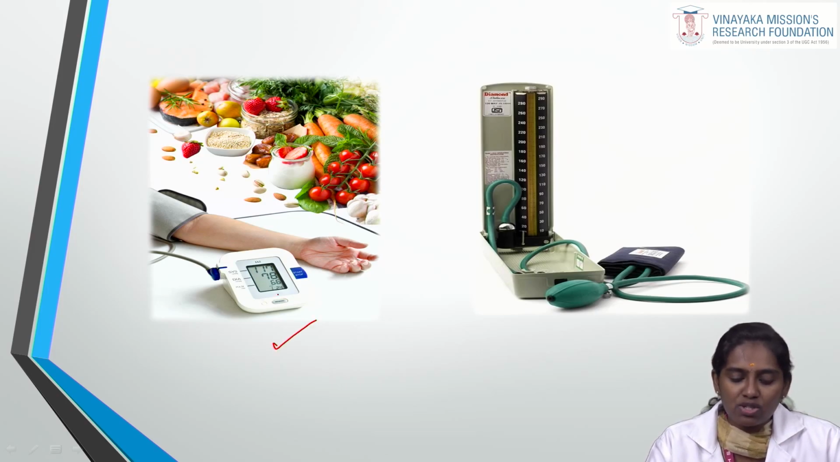In this, we need not pressurize the cuff; it is the electrical method. We just have to tie the cuff and switch on the manometer, then it will give the reading. But this is the sphygmomanometer. This is the manual method used for measuring BP. In this, the whole procedure has to be done by you, but in the electrical one you just need to switch on the machine and it will give the reading. In the sphygmomanometer you have to record the reading by yourself. This is the manual method, this is the electrical method.